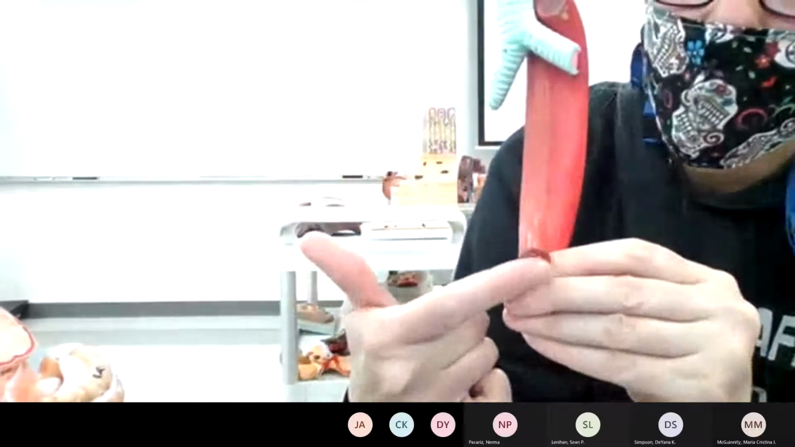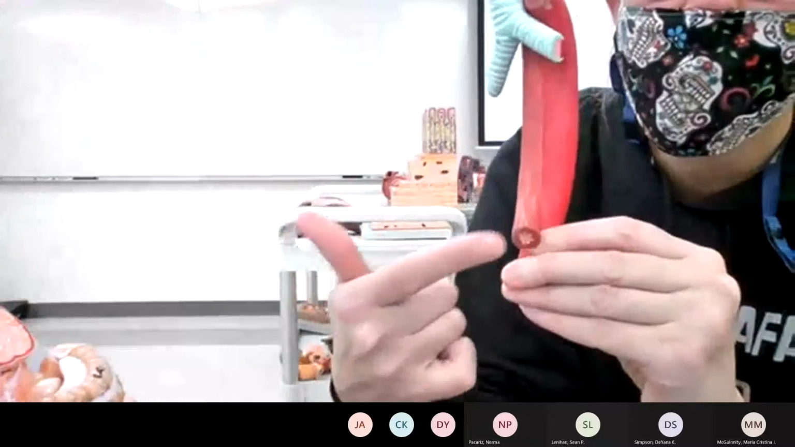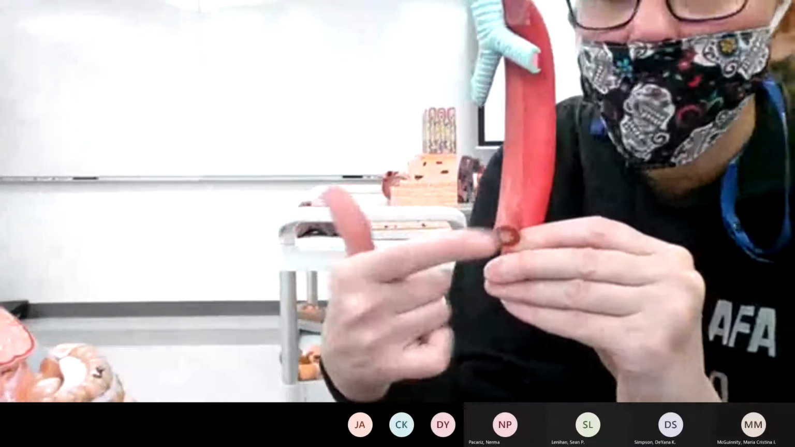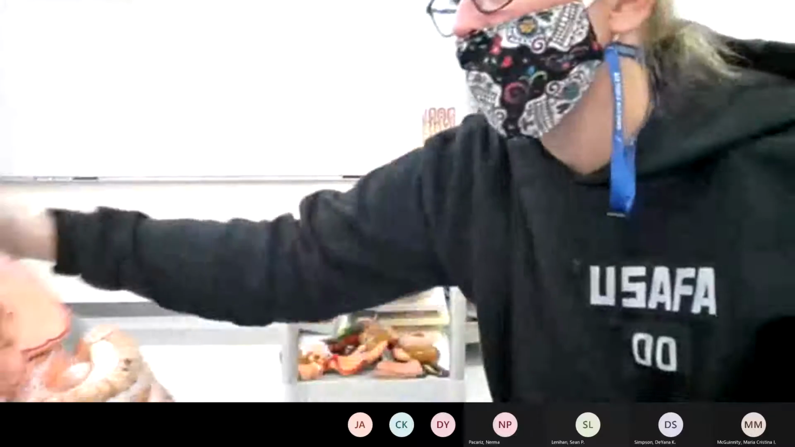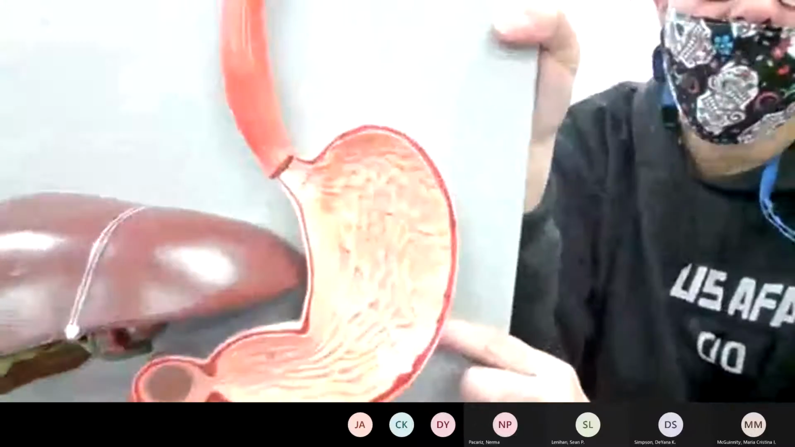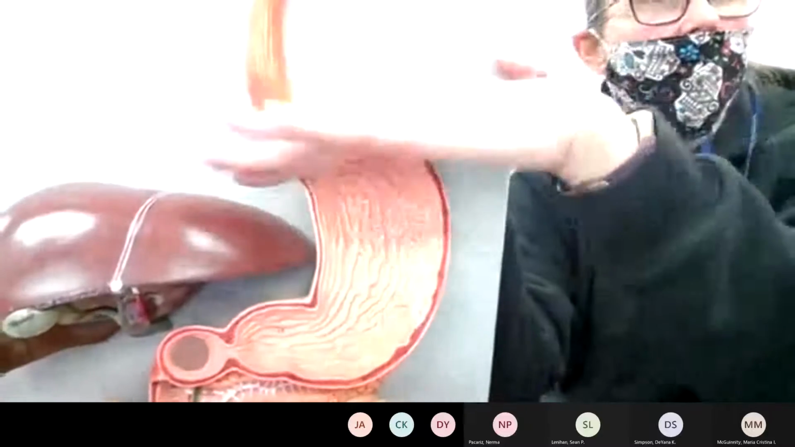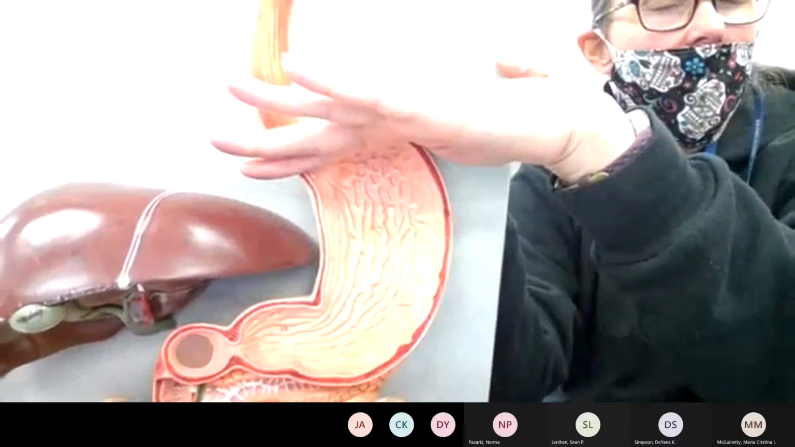Okay, so you have the first sphincter at the esophagus. At the bottom of the esophagus, you're going to have your second sphincter. That's going to be known as your lower esophageal sphincter. It is going to connect to your stomach. All right, and your stomach is now officially inside your abdominal pelvic cavity underneath the diaphragm.